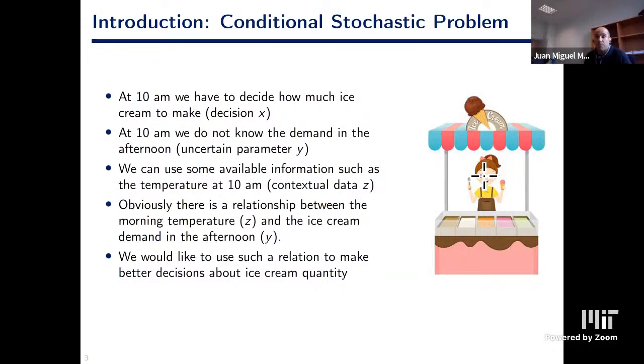For instance, the temperature at 10 a.m. in the morning to make a better decision, because we know that there might be a strong relationship between the morning temperature, our variable Z, and the ice cream in the afternoon, our variable Y. So the goal here is to exploit the relationship between the temperature at 10 a.m. and the demand for ice cream in the afternoon to make a better decision X, that is to know better how much ice cream we need to prepare.